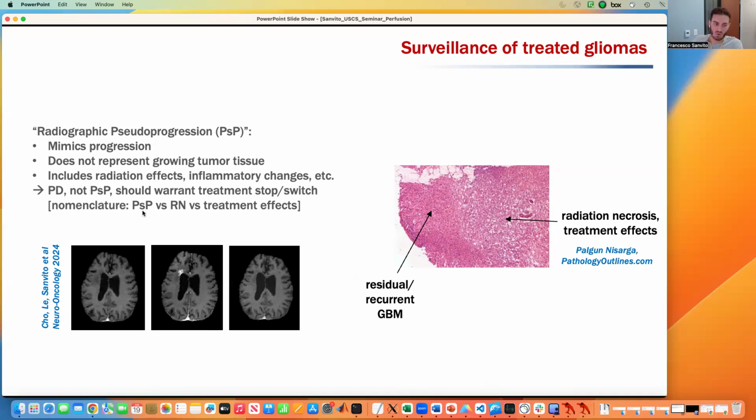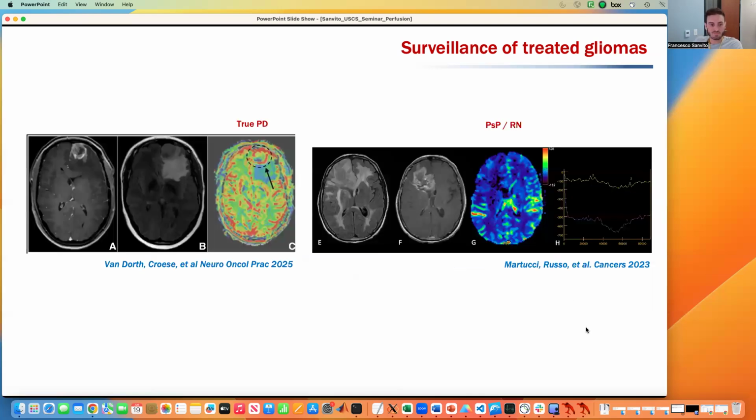So PSP, pseudoprogression, and radiation necrosis sometimes are the same thing, sometimes are not. Sometimes we talk about treatment effects. So the nomenclature is very sparse, and there's incomplete overlap between these terms. Very complicated topic, and unfortunately, quite often more than one scenario coexists. So you can have residual recurrent disease, so a progressive disease, pretty much, that coexists next to radiation necrosis and treatment effects. So some cases that appear like this could also be mixed cases that have both features.